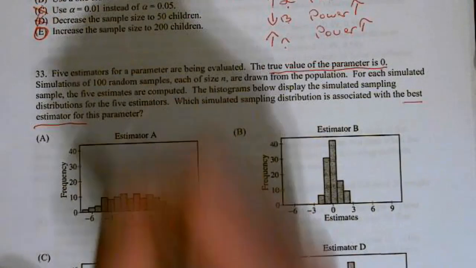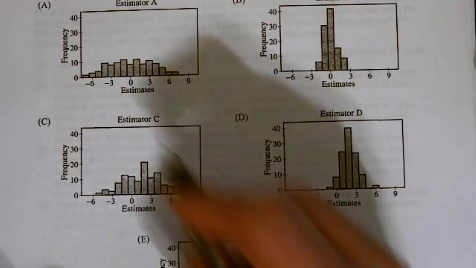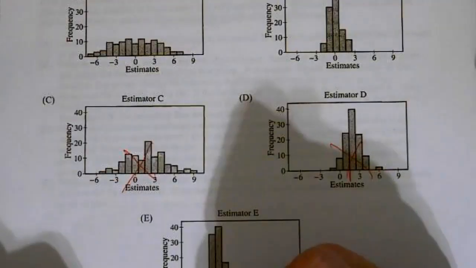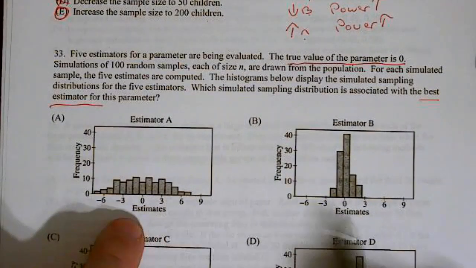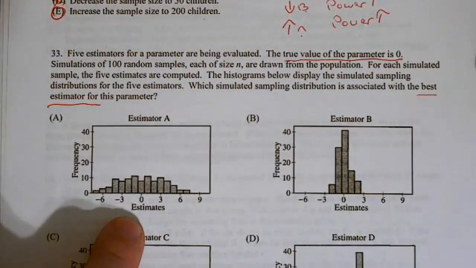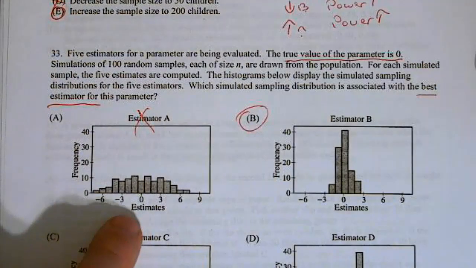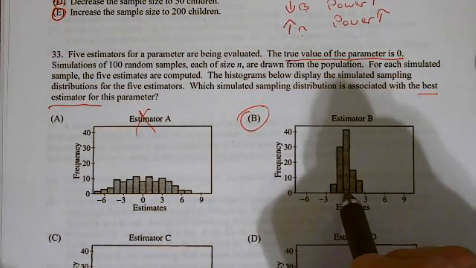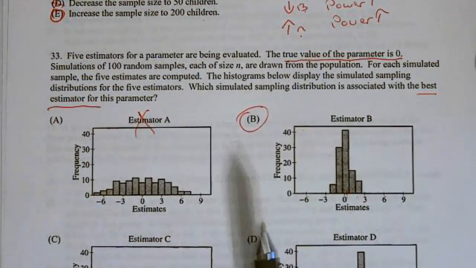Well, the best estimator has to be centered on 0. That helps, because that one's not centered on 0. This one is not centered on 0. And this one down here is not centered on 0. So now we're down to 2. Once we have them centered on 0, and both of these appear to be centered on 0, we want the one with the smallest variation. Well, A has a larger variation. We like B because it has a smaller variation. So centered on the true parameter, which is 0, and the smallest variation, we like B the best.